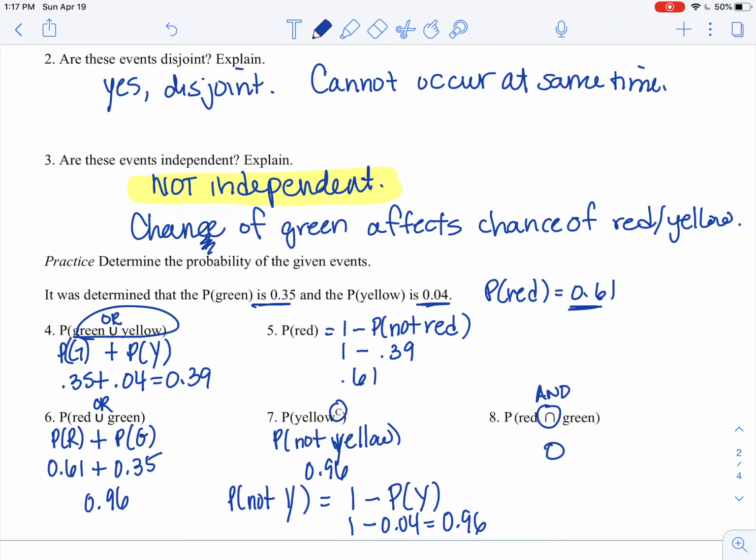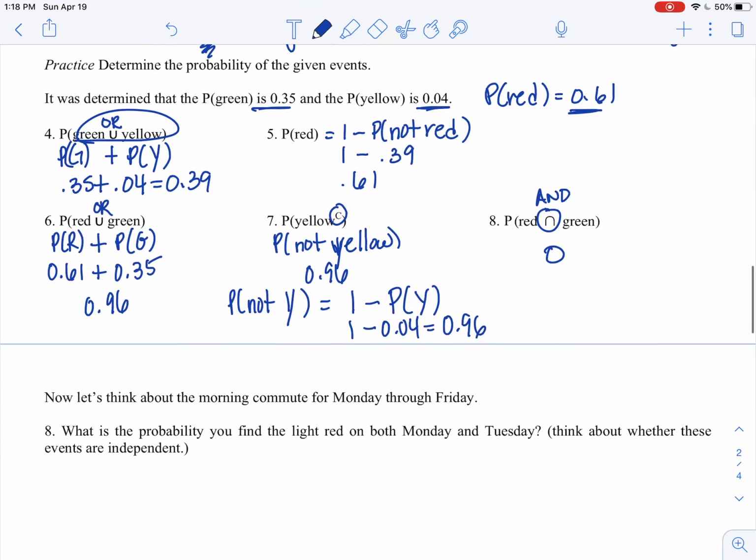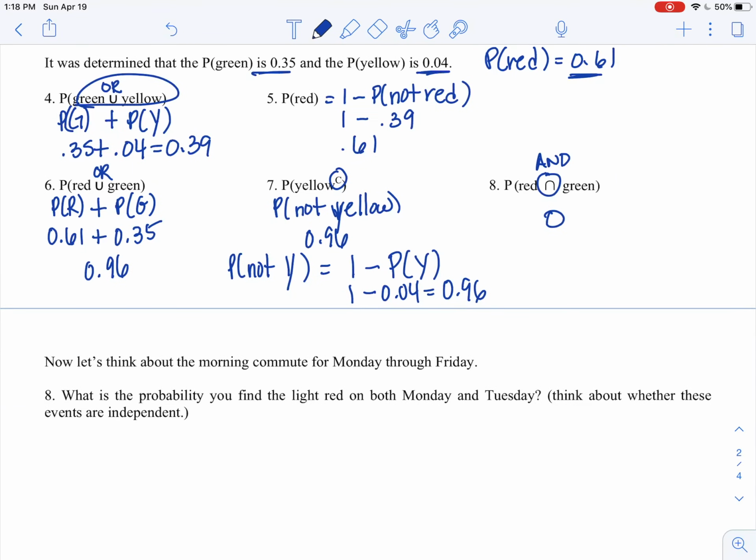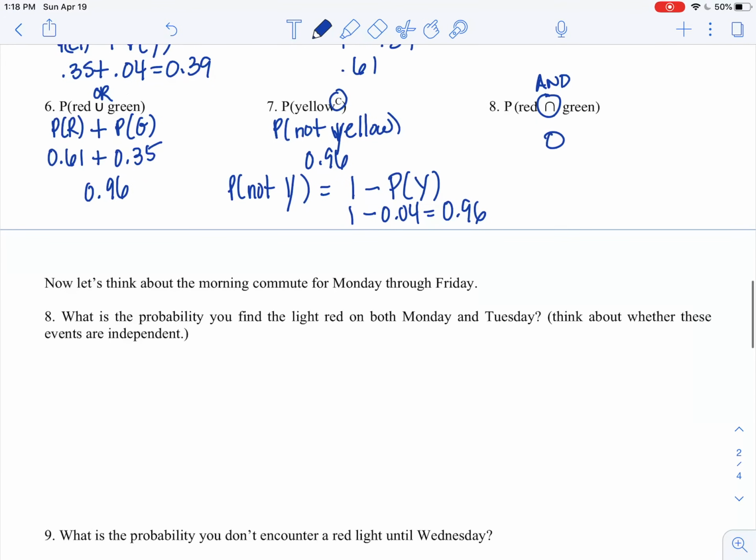I'm going to stick with this idea of these lights being red and yellow and green, and now I'm going to look at them over the course of a couple of days just to illustrate some examples of independence where you can use that and multiply probability thing. So it says, let's look at the morning commute from Monday through Friday. What is the probability that you find the light red on both Monday and Tuesday? So you're saying I get the light being red on Monday and the light being red on Tuesday.